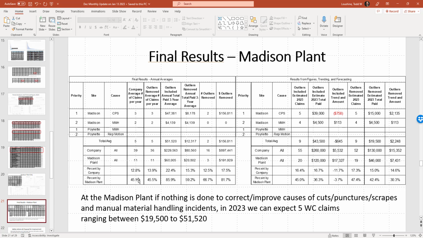So all the work we're going to do, we're going to narrow it down to 2 priorities. Those 2 priorities represent anywhere from 45 up to 60 to 86% of everything. So it's a target-rich environment. With the outliers, we were capturing a lot of the outliers in just those 2 causes, a lot.